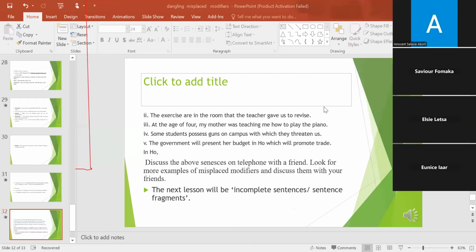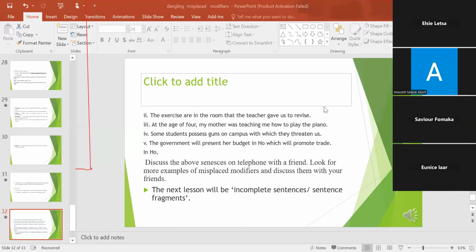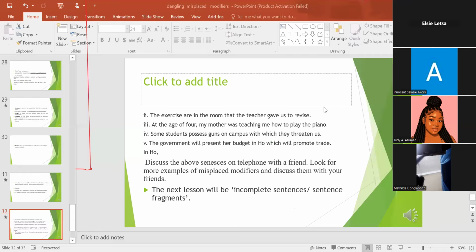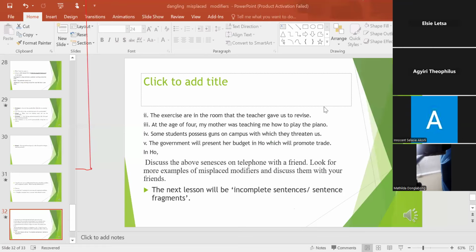So it is the campus that is threatening them instead of the gun that they used to threaten. I agree, but when you see the sentence, how do you get that information that you are giving me now? Elsie lecture. Yes. It's because the "with which" is following the campus. Okay. So if it is not so, then how do we modify this?